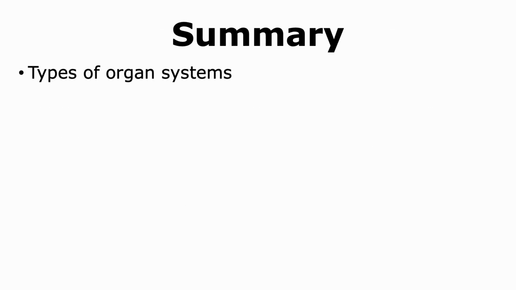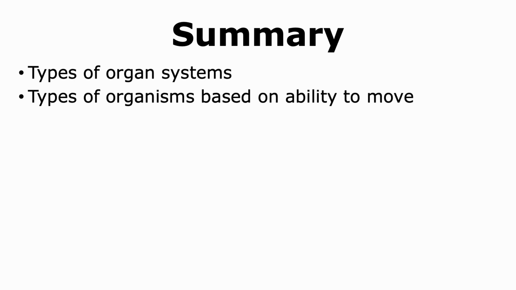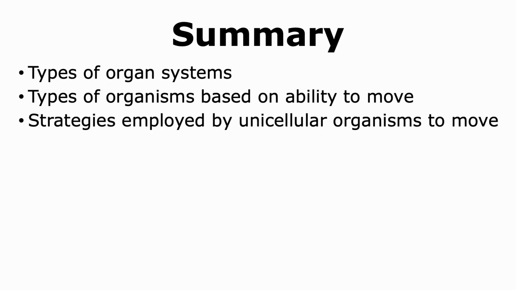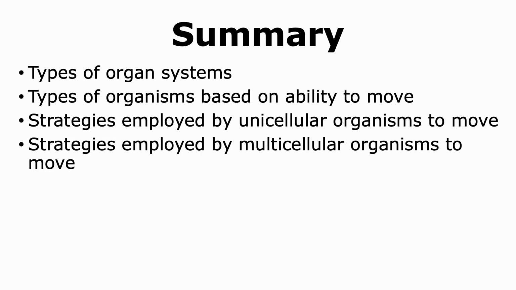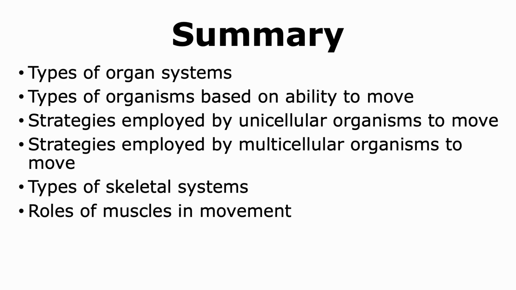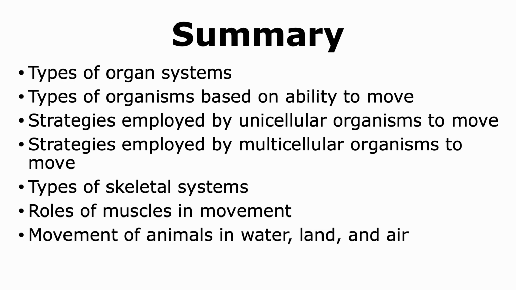With this, we come to the end of our talk, where we learned about the different types of organ systems in animals, as well as the different types of organisms based on their ability to move. We also learned about the strategies employed by unicellular organisms to move, as well as the strategies employed by multicellular organisms to move. We learned about the different types of skeletal systems, which include a hydrostatic skeleton, an exoskeleton, and an endoskeleton. We also learned about the roles of muscles in movement and how animals are able to move in different media like water, land, and air.